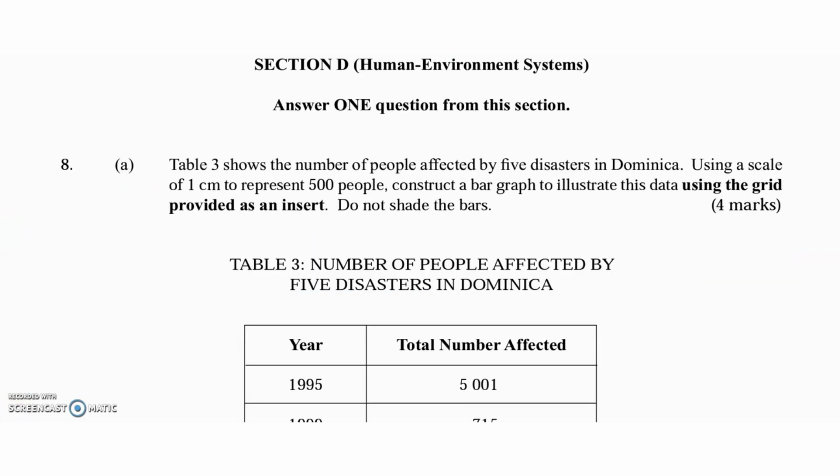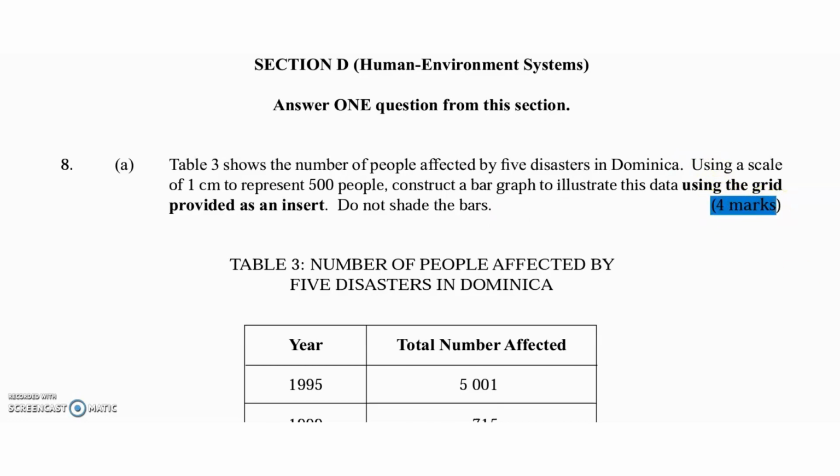All right, let us begin with section D. We have question 8E. Table 3 shows the number of people affected by five disasters in Dominica, using a scale of 1 centimeter to represent 500 people. Construct a bar graph. There's a grid provided. Everybody knows how to construct a bar graph, right? Remember, the bars must have the same width. There must be equal distances between bars. You must properly label your axes, both the x-axis and the y-axis. You must have a proper title, and all of that will amount to 4 marks.